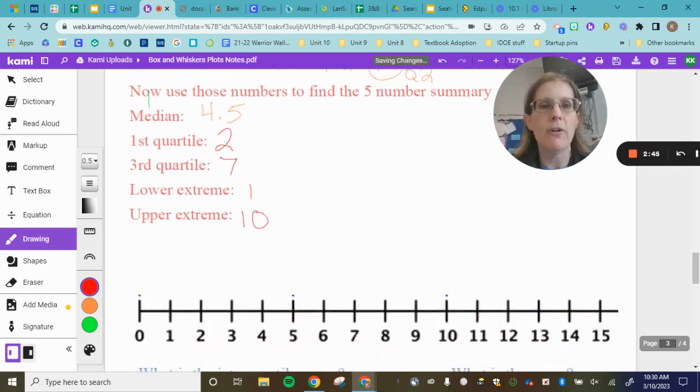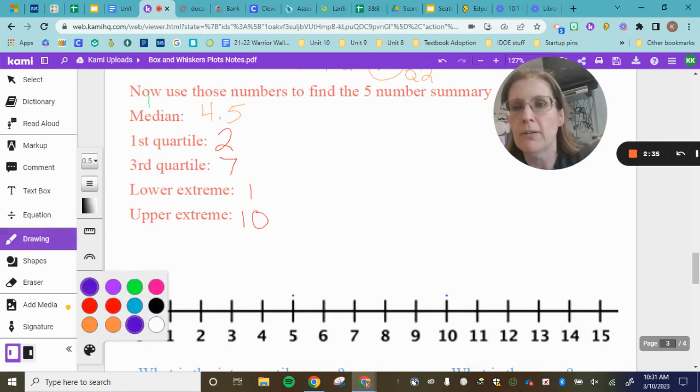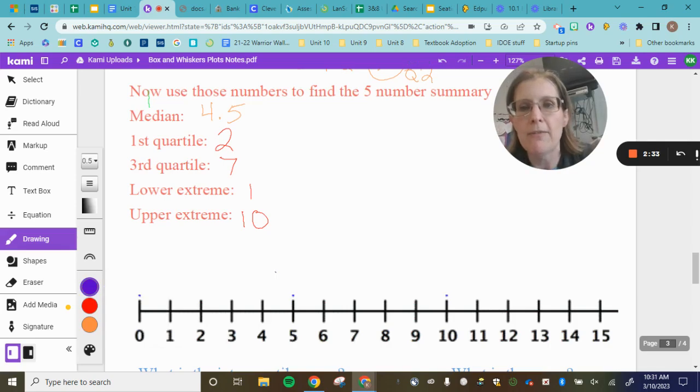Now we're ready to graph it. The second step is you put a dot where each of those numbers is above the number line. So I had 4.5, that's in between 4 and 5. Let me get a darker color here. Then I had 2, 7, 1, and 10. So I had my 5-number summary. I have those 5 dots.